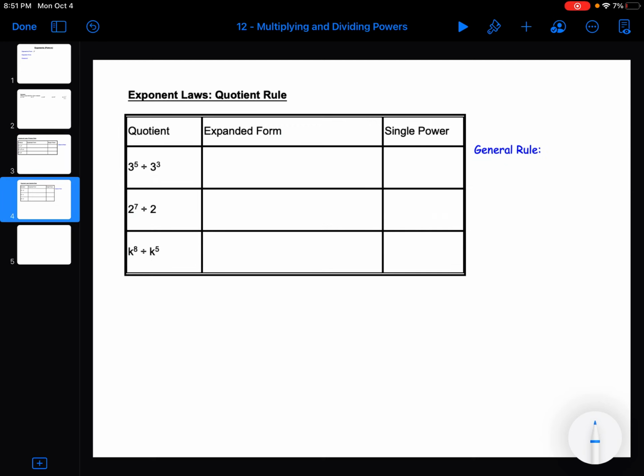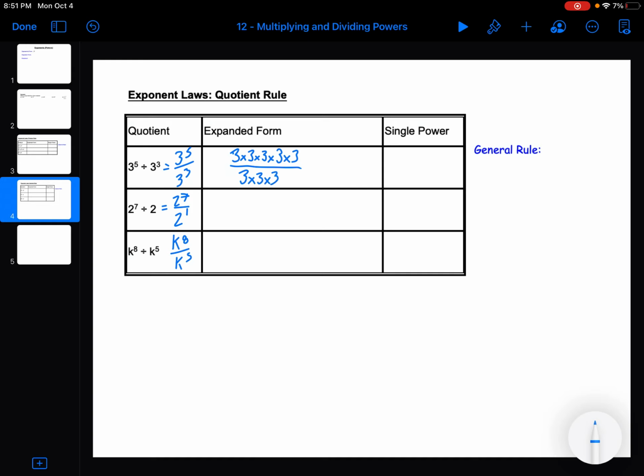All right, we're going to look at one more rule. We're going to look at quotients. Now this one we have to remember how we can expand, and also that we can write this as a fraction. We can have 3 to the 5 over 3 to the 3. This could be 2 to the 7 over 2 to the 1, or k to the 8 over k to the 5. So what we can have here, if we expand it out, is 3 times 3 times 3 times 3 times 3 over 3 times 3 times 3.